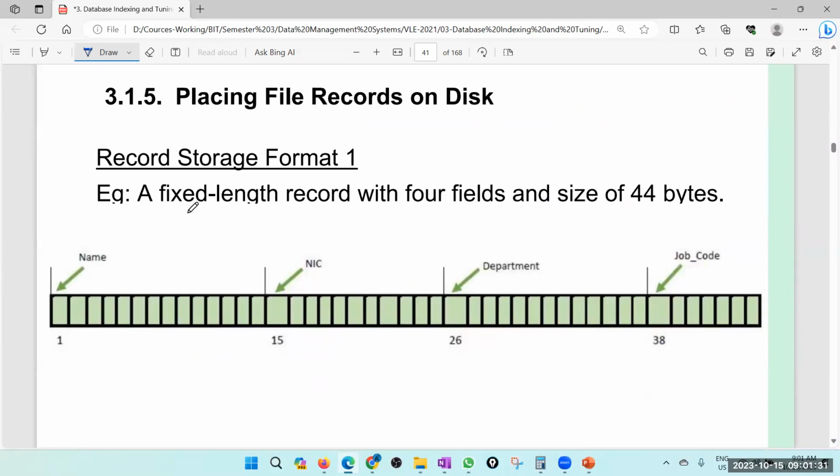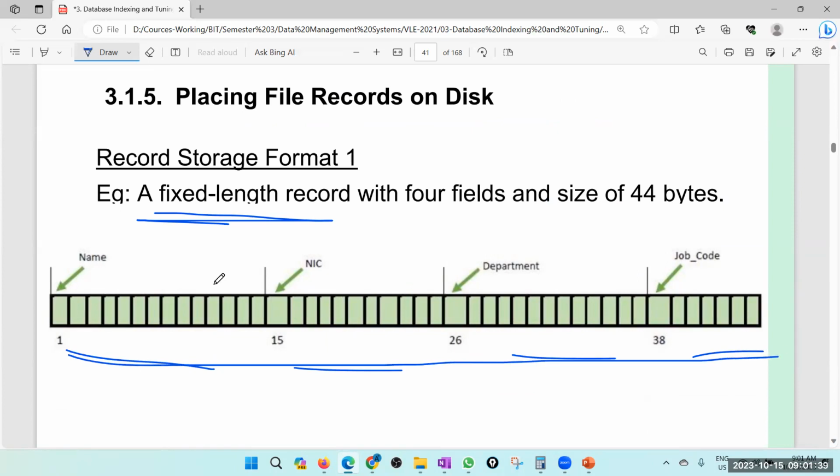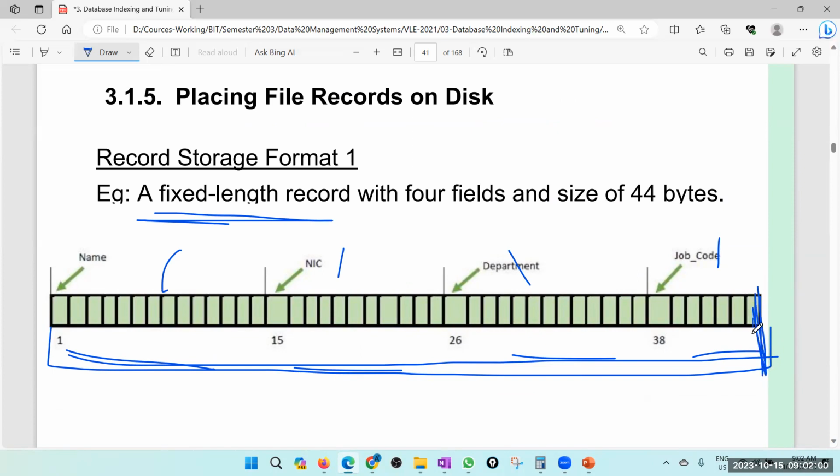Right. So this is a fixed length record. You can see every record has the same sort of length. Of course, this is not the same record. This is one record: the name, NIC, department, job code, and so on. So the next record is also going to have the same length. In this case, one record is 44 bytes. The total length is 44 bytes. Then the next record is also taking 44 bytes, and the next record is also taking 44 bytes.